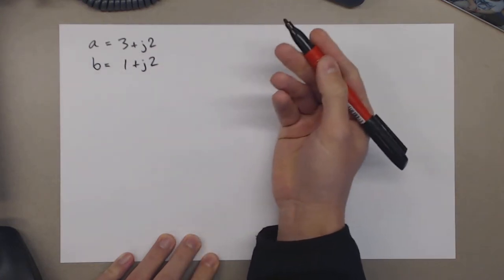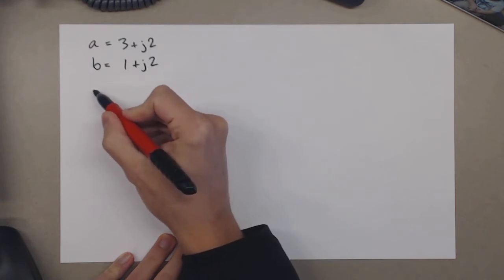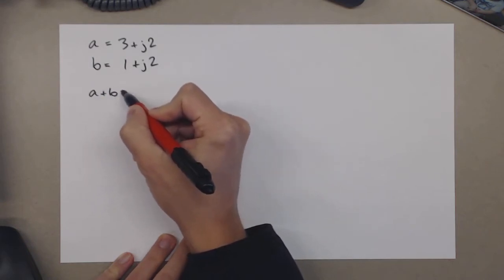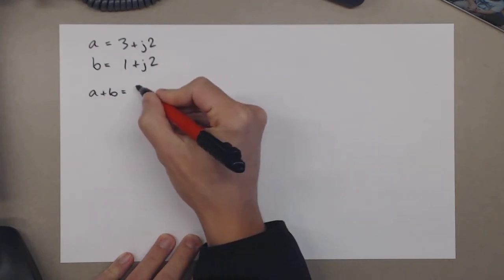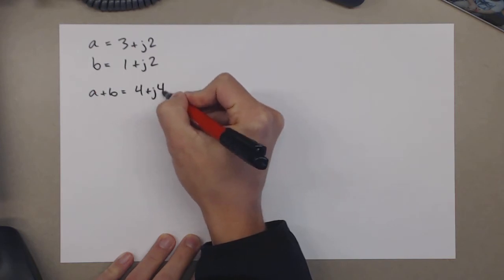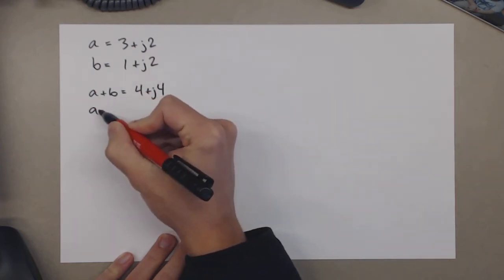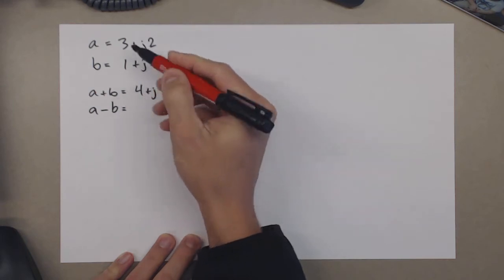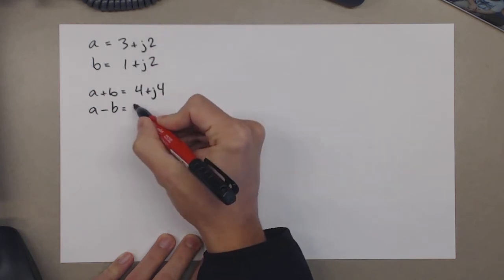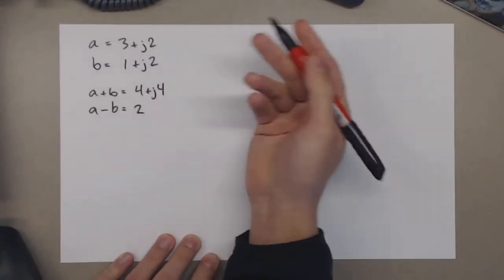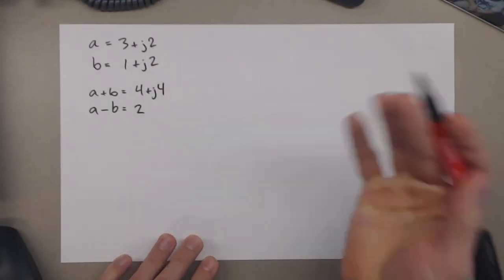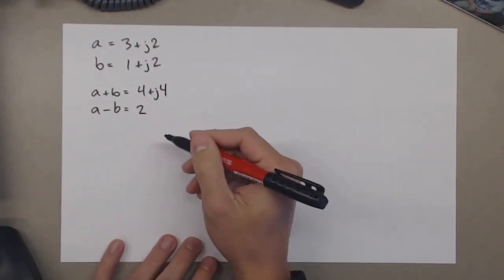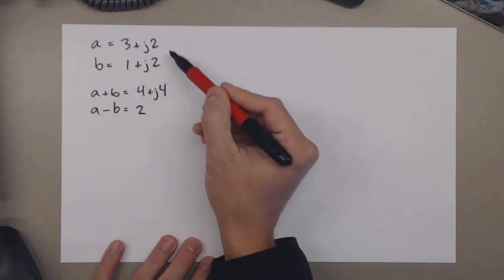Now the first thing to think about is, if I'm just going to add these two up, it's really straightforward. I just add the real part and the imaginary part. No problem. Same as subtraction, easy, so 3 plus 1. For the real part is 4, and the imaginary part, j2 plus j2, is j4. That's really easy. So here we are in rectangular form.